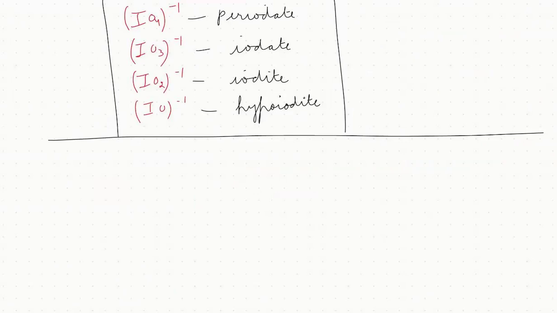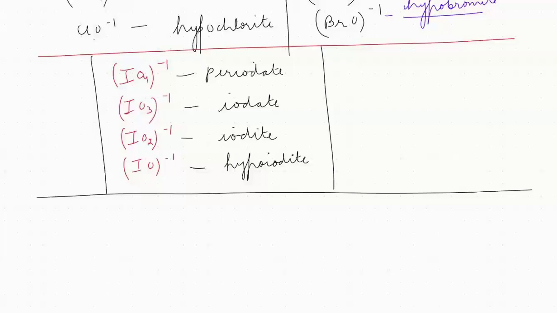All right. So this would be hypoiodite. These are certain radicals that we have. Then we would have ZnO2 minus 2. This is called zincate.